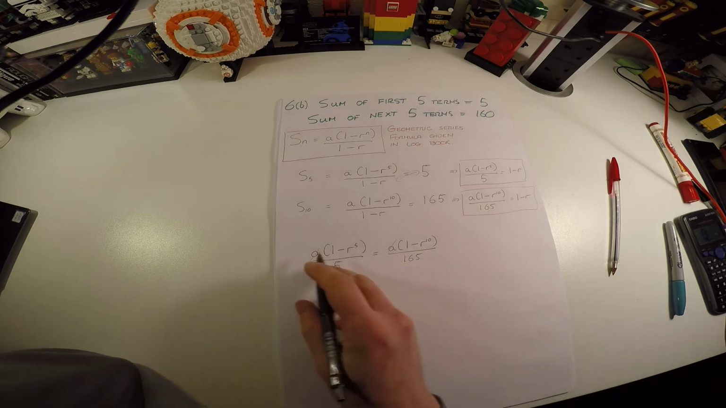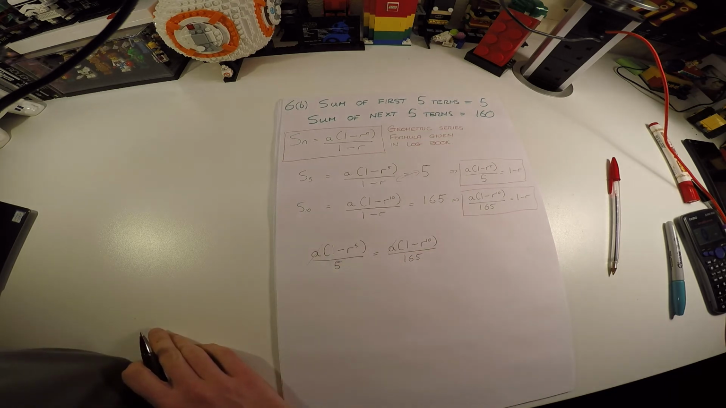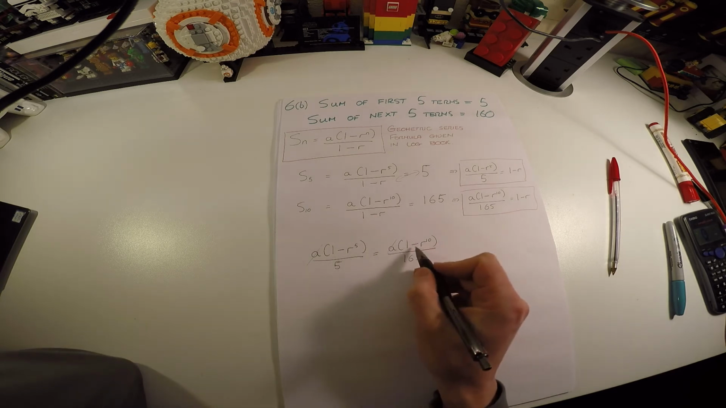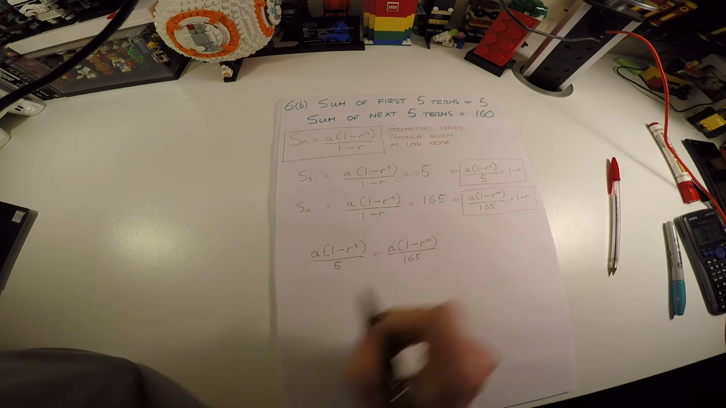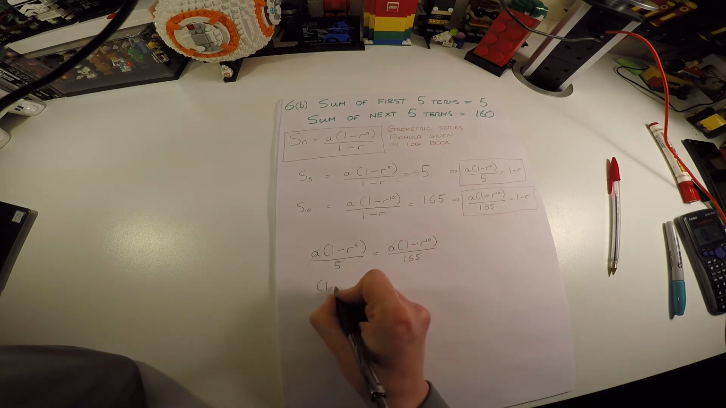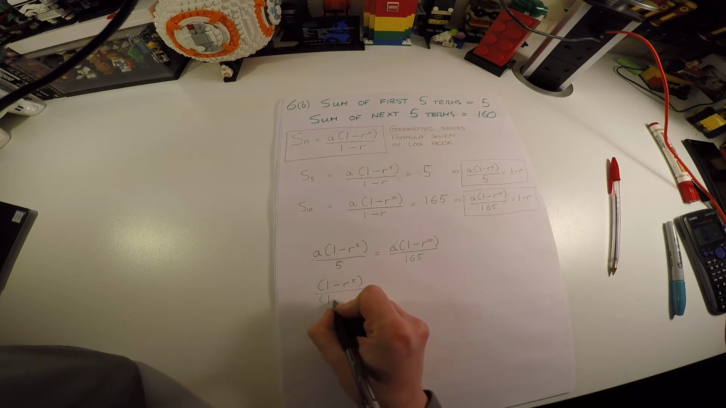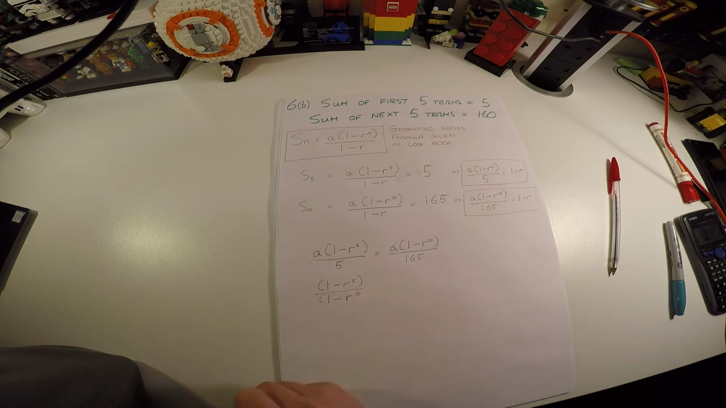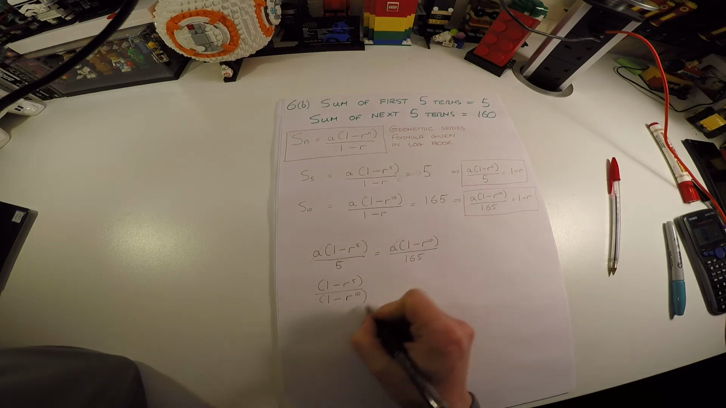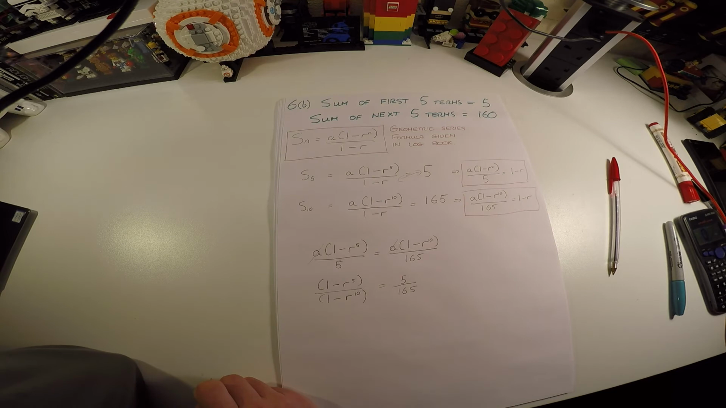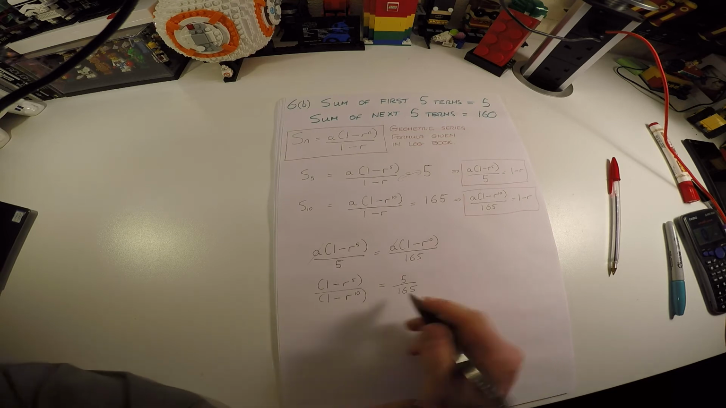If this was X, we'd bring all the X's to one side, so let's treat it the same. Let's bring the R's to one side, so let's get this guy over here. The only way he can come over here is down underneath, and get rid of this 5 up to here. So my next line would look like this: 1 minus R to the 5 over 1 minus R to the 10, like so, and that's going to be equal to 5 over 165. So we're down to here so far.